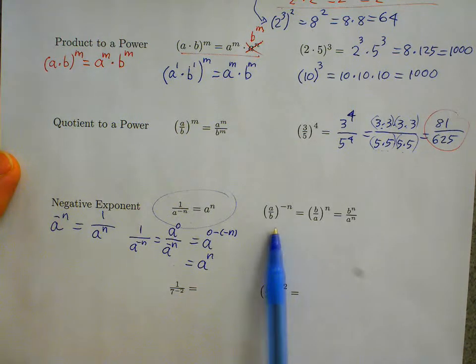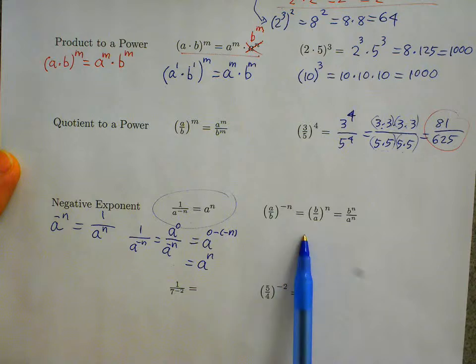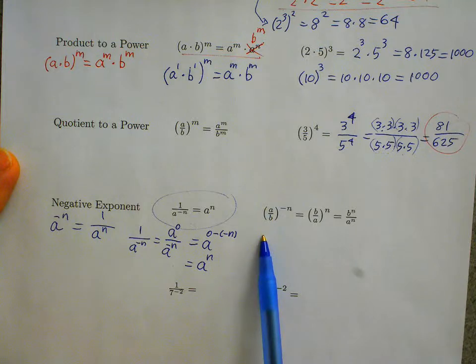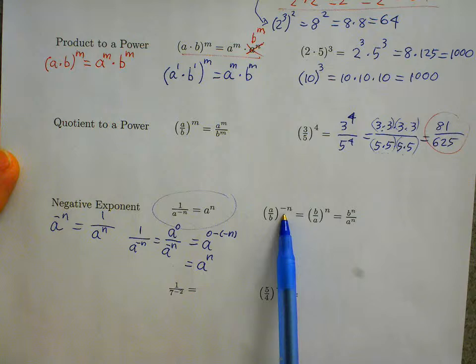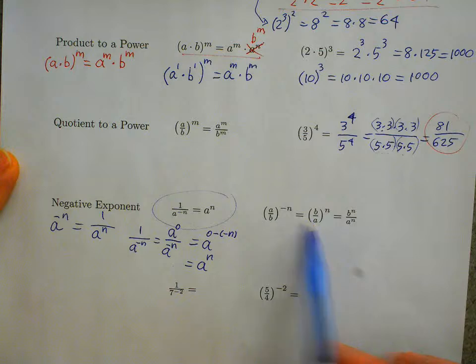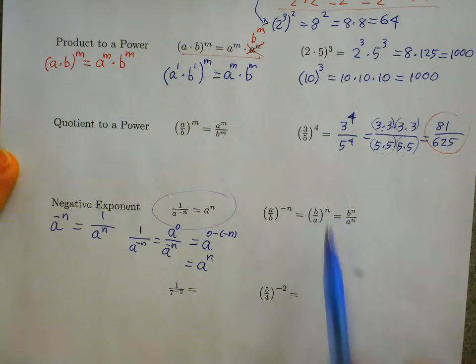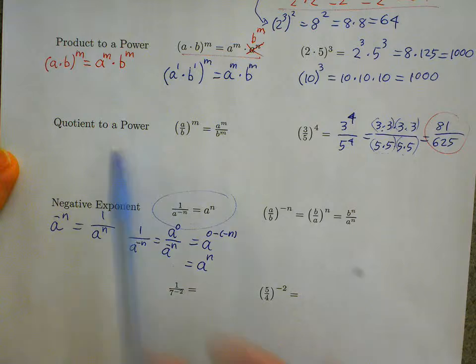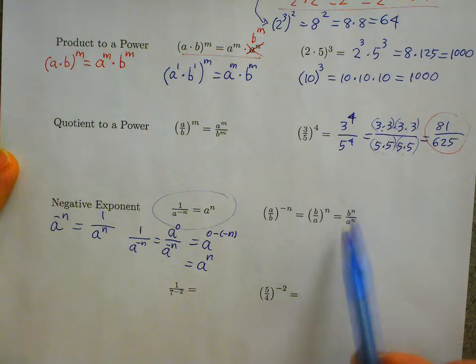Hey, this example is very useful. This is another property. If you have a fraction a over b, and the entire fraction has the exponent negative n, then you can reciprocate the fraction. The reciprocal of a over b is b over a, and then change the exponent to positive n. And then when you have a positive exponent on a fraction, you can apply the quotient to a power property and get b to the n over a to the n.